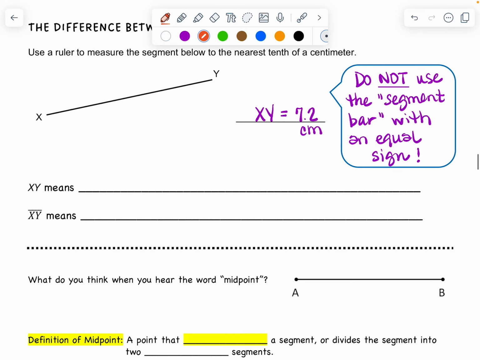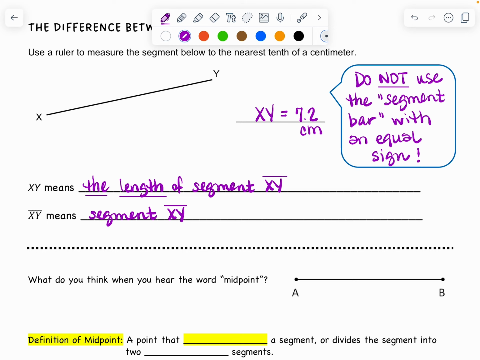So anytime you see XY all by itself without the segment bar, that means the length of segment XY. Anytime you see a question and you don't see a bar, it is referring to the actual numerical length of the segment. XY with a bar over it just simply means segment XY. You're just referring to it as an object and you're not comparing its length to anything.